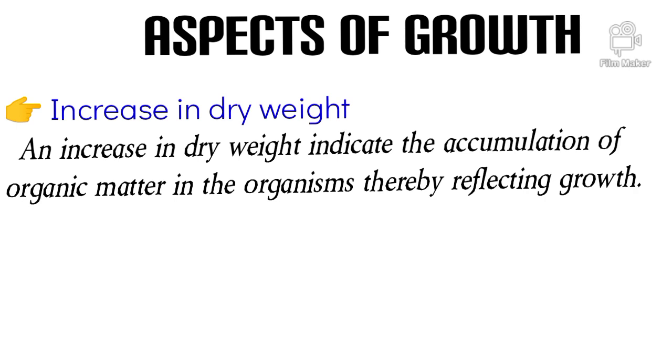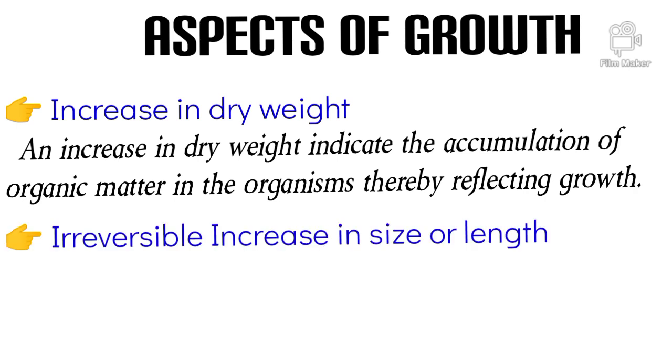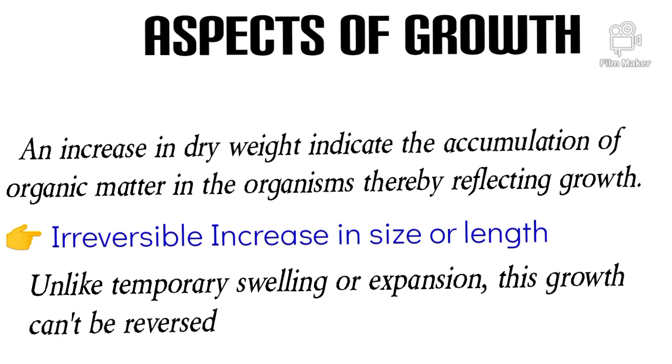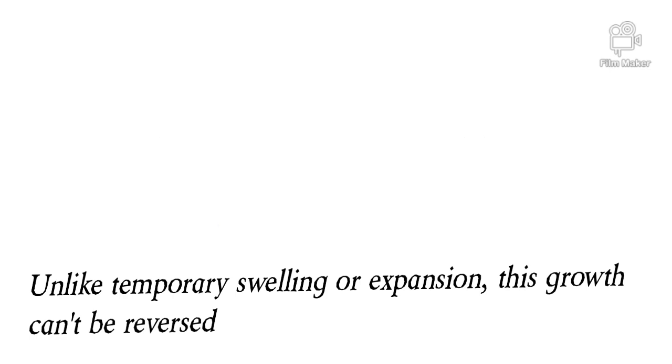Another aspect of growth is the irreversible increase in size or length. This refers to the permanent enlargement of an organism or its part. Unlike temporary swelling or expansion, this growth cannot be reversed. It is permanent. It involves mitosis and cell enlargement. Examples include enlargement of plant stem and the widening of tree trunks, also the growth of the roots.